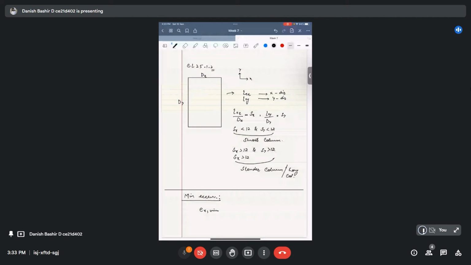The code says that first we calculate the minimum eccentricity ex minimum. How will you calculate that? The code has given empirical formulas for that. ex minimum is equal to L by 500 plus dx by 30, or 20 mm, whichever is greater. We have to take the greater value. And we have to find ey minimum.